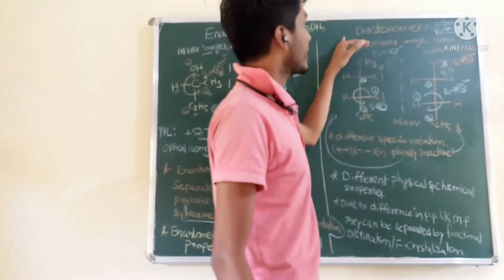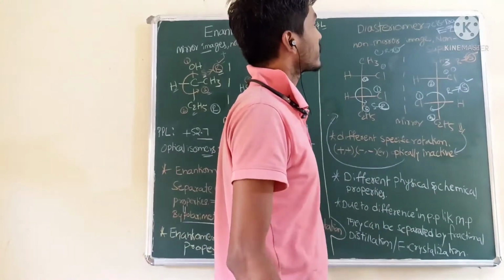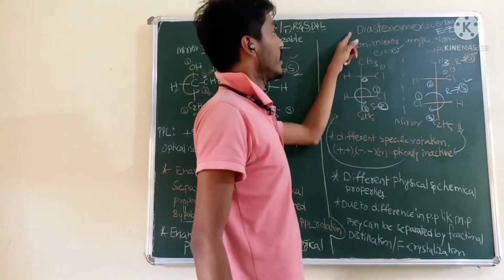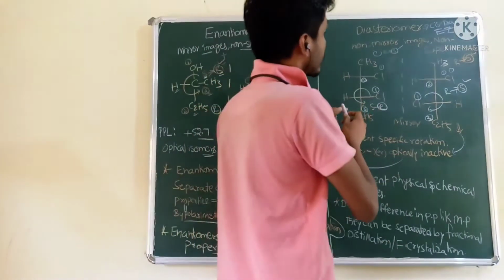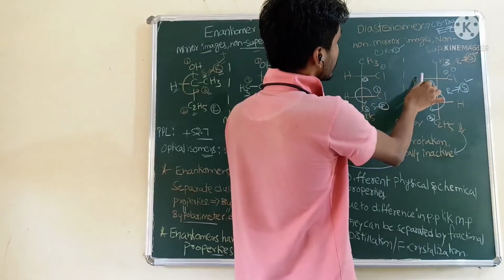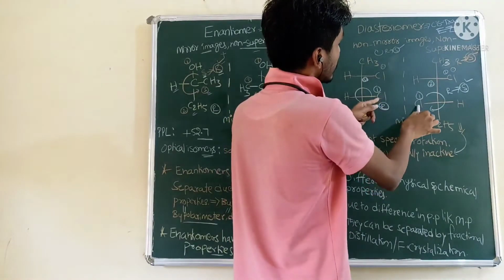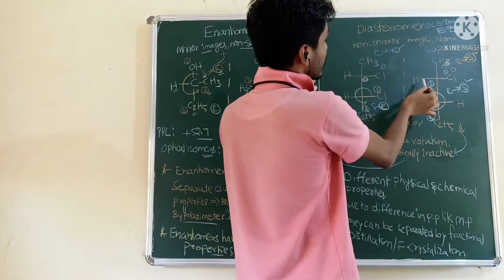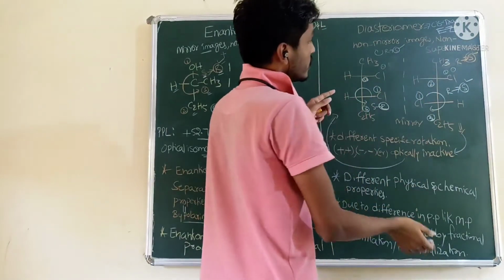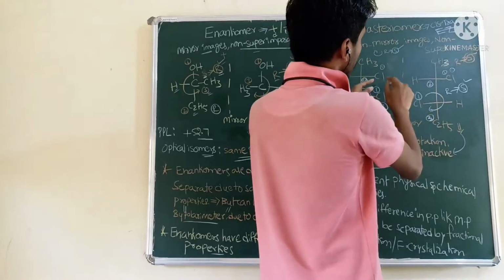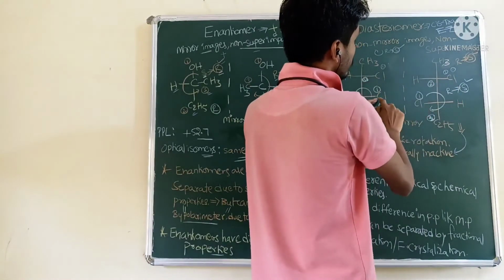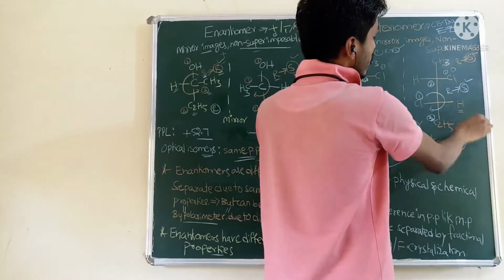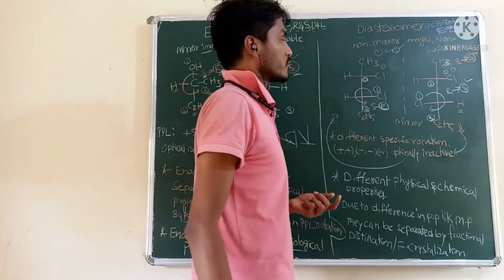Diastereomers: majorly cis, trans, E and Z configurations come under diastereomers. See, these are non-mirror images. Here Cl is there, here Cl is not there. When you draw a mirror, they are non-mirror images, not superimposable. When you keep the structure on this, this chloride matches, but this chloride does not match with this hydrogen. So non-mirror images, non-superimposable structures, we can call diastereomers.